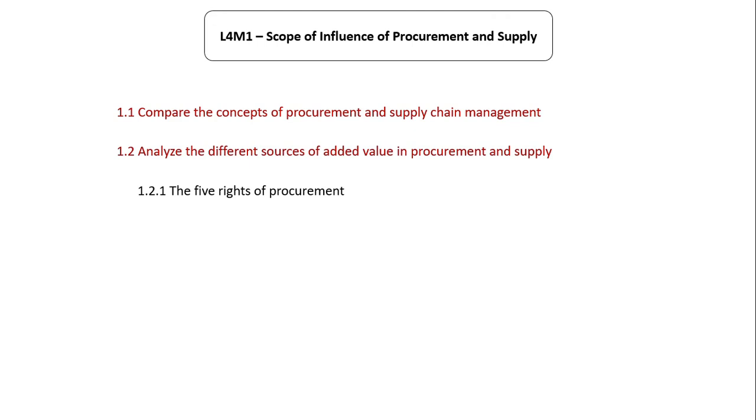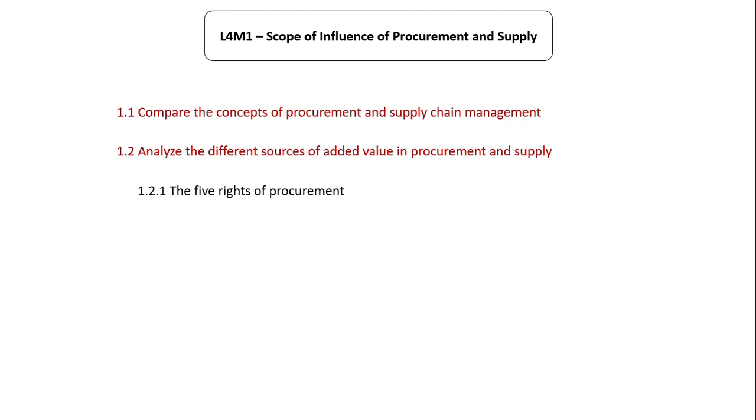We are still explaining the first book of L4M1, Scope of Influence of Procurement and Supply. In the previous lectures, we finished explaining 1.1, Compare the concepts of procurement and supply chain management. Then, 1.2, Analyze the different sources of added value in procurement and supply.